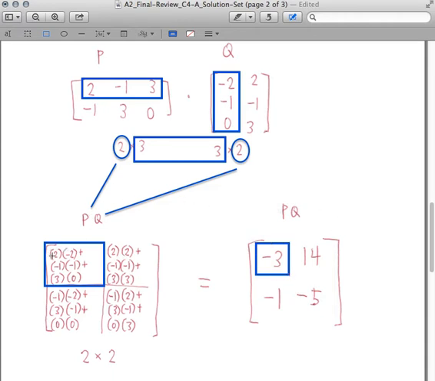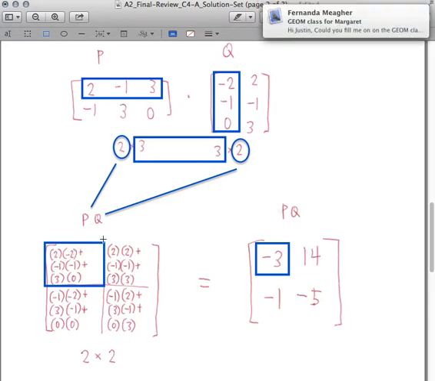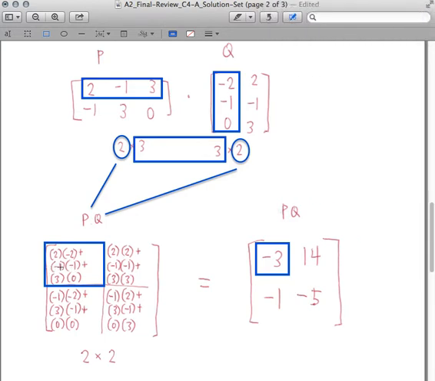And we can see here that 2 times negative 2 is negative 4. Negative 4 plus positive 1, because negative 1 times negative 1 is positive 1. So negative 4 plus 1 is negative 3. And then negative 3 plus 3 times 0 is 0. Negative 3 plus 0 is still negative 3. And that's where the value negative 3 comes into play here.